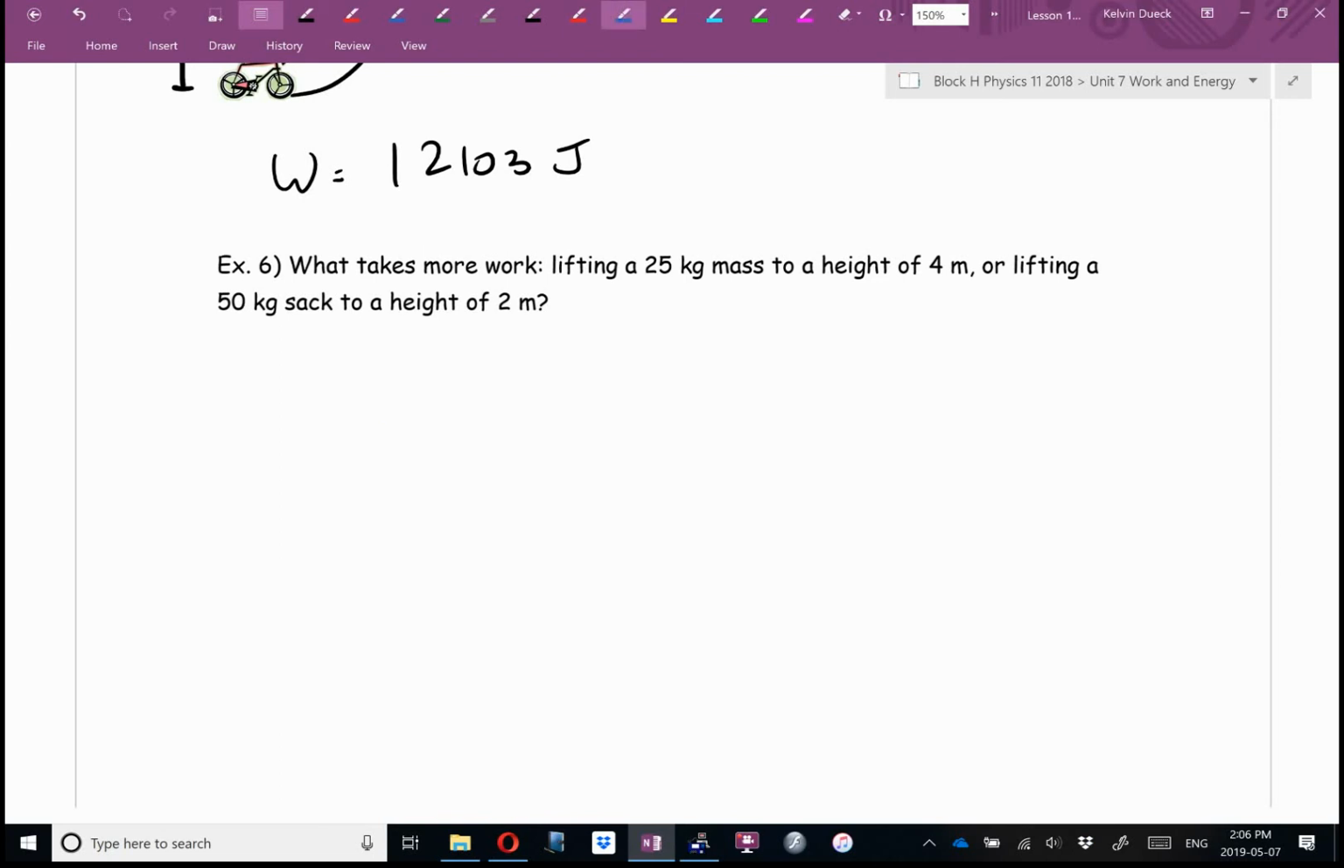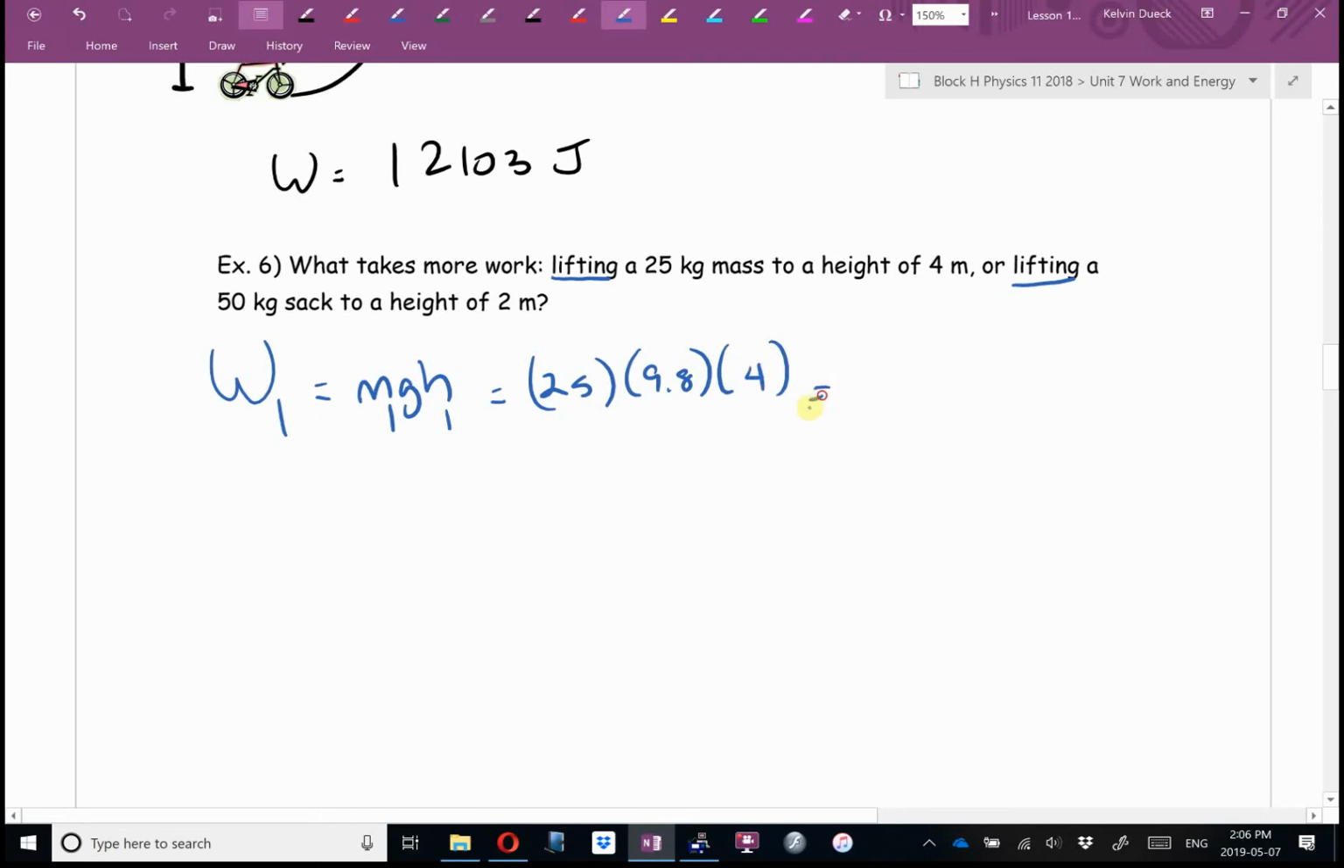Well, let's crunch it. The work for the first object is going to be, well, the key word here, can you underline the words lifting and lifting? It's going to be, how do we calculate the work done by lifting an object? MGH. So this is going to be mass 1, height 1. It's going to be 25 times 9.8 times 4. Actually, I don't need a calculator for this. What's 25 times 4? This is 100 times 9.8. I think it's 980 joules of work.